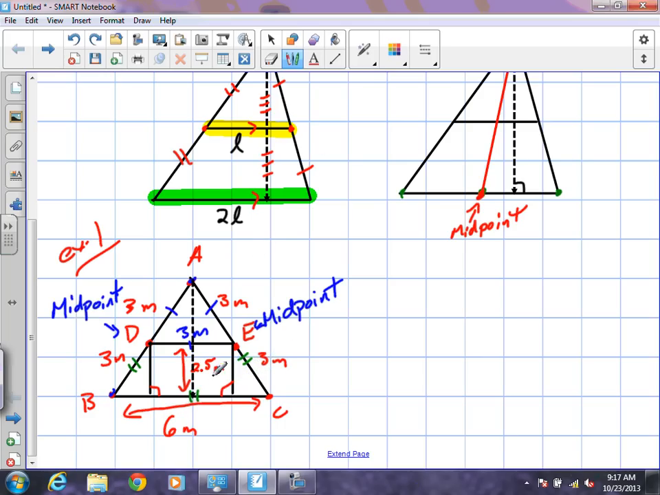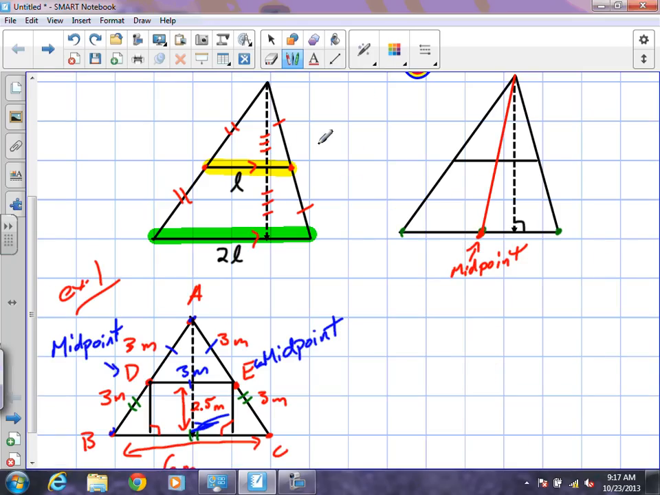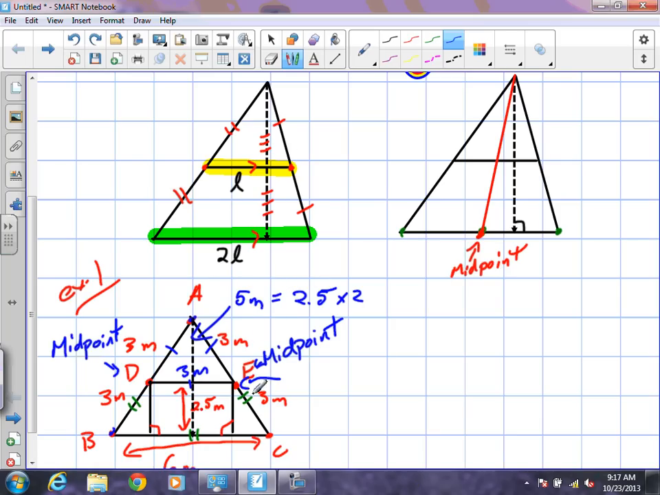The 2.5. And how did you know that? It's a midpoint, because that's the midpoint line. So we know that the height of a triangle is split in half by this midpoint line. So if from here to here is 2.5, that must mean the entire height is 5 meters. 2.5 times 2 is how we got our 5 meters. Just like how we figured out our 3 meters over here, we took 6 and divided it by 2. That gave us our 3 meters.